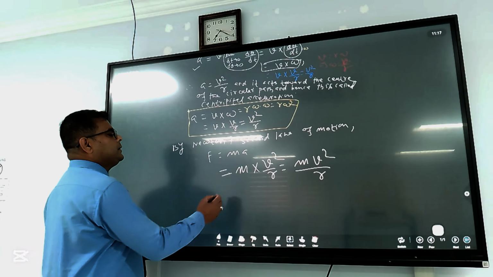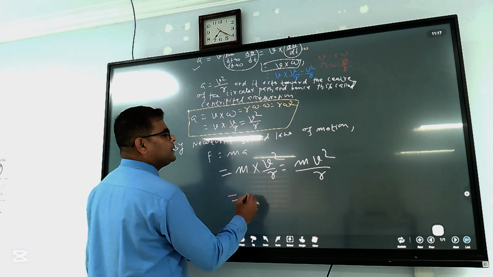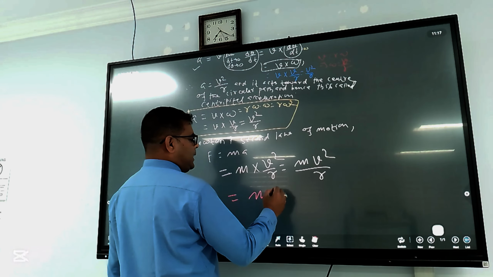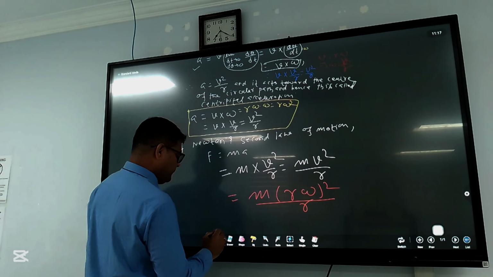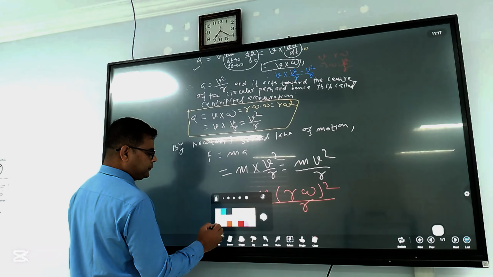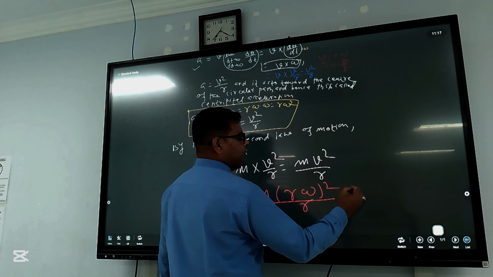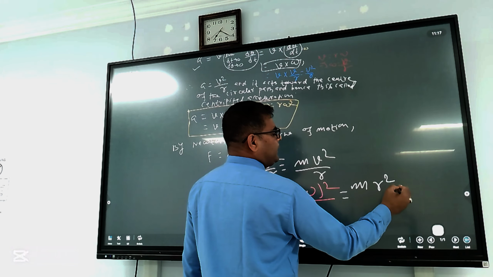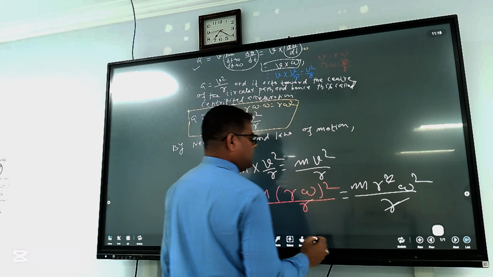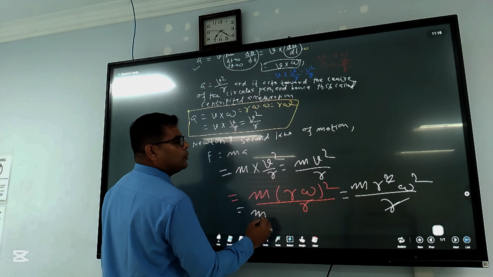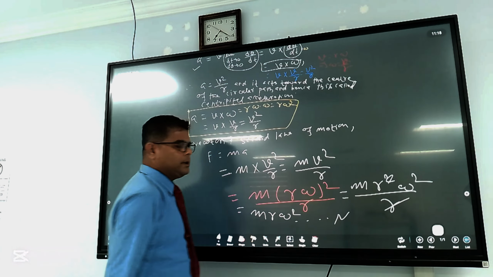And you can also write this in terms of omega: v squared is r omega square, and then the r is already here, so it is m r square omega square divided by r, and one r cancels out. So finally, in terms of omega, this is m r omega square, and the unit of the force is Newton.